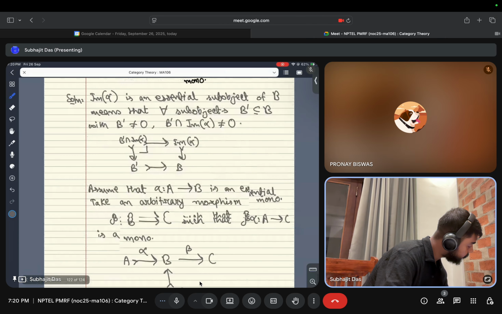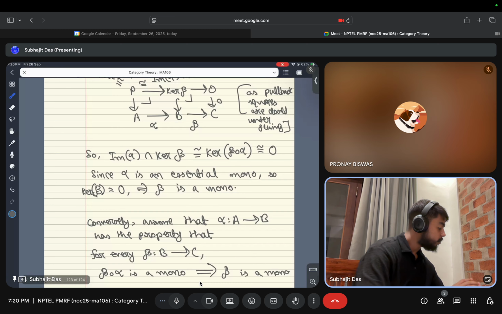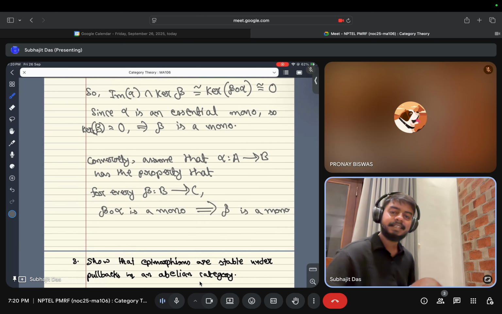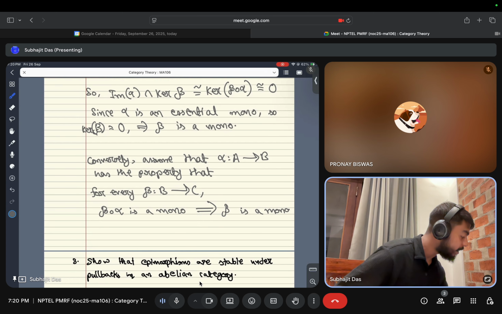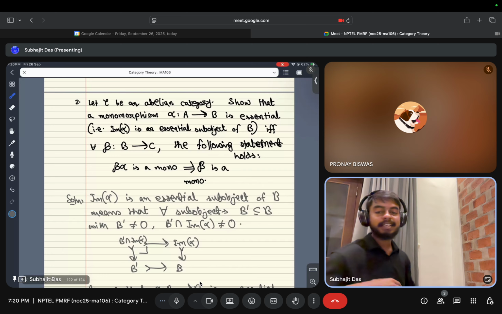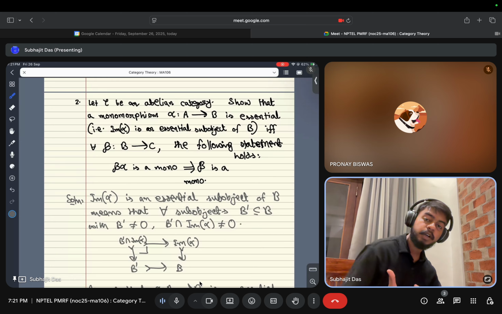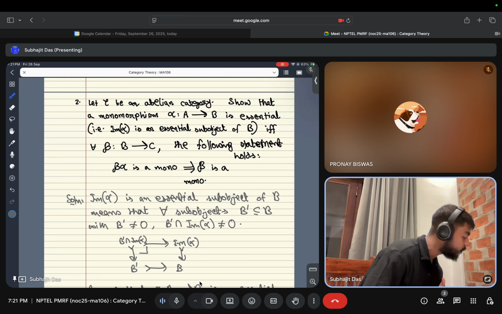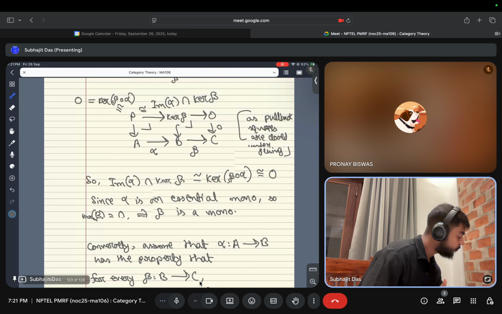Did I change the... Yeah, beta is a mono. So we assume that alpha from A to B has this property: for every beta from B to C, beta compose alpha is a mono implies beta is a mono. What we want to show is that alpha is an essential monomorphism, and note that we were already given from the beginning that we start with a monomorphism alpha. So alpha is already given to be a monomorphism. This is not part of what we want to prove. This is given to us. This is a hypothesis.